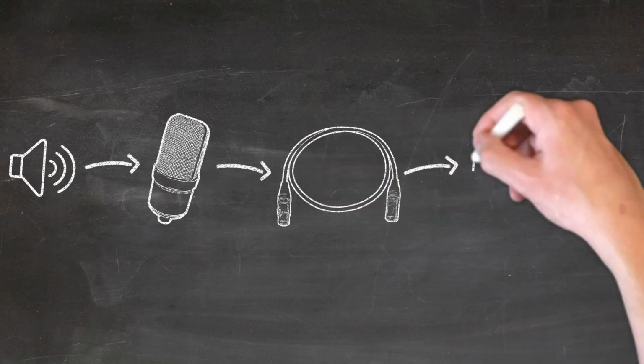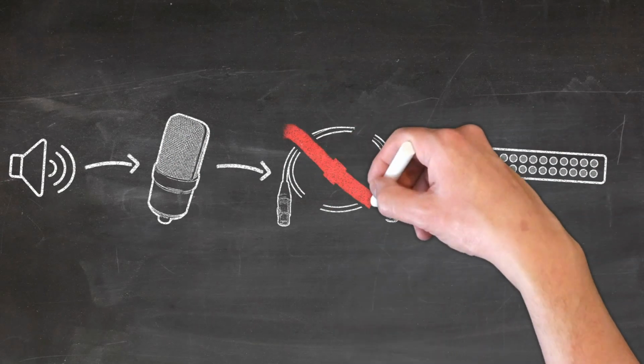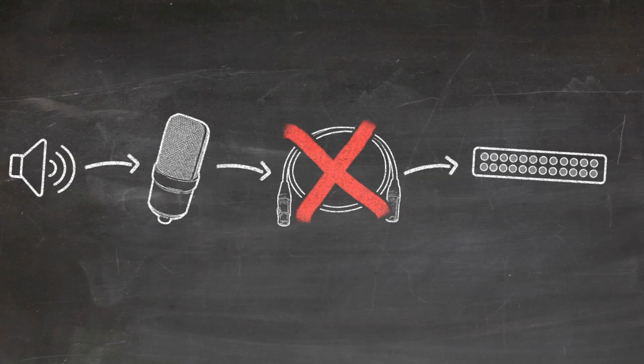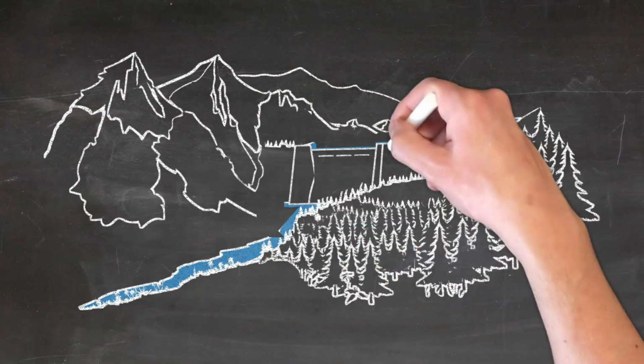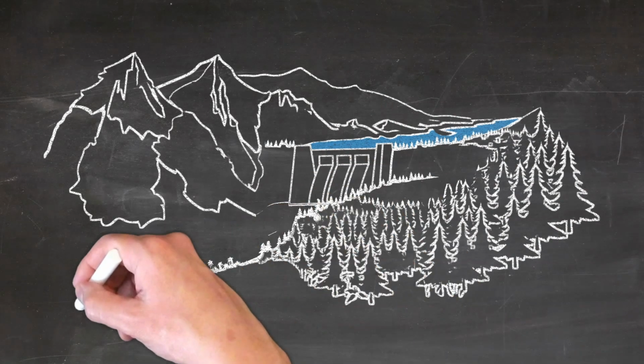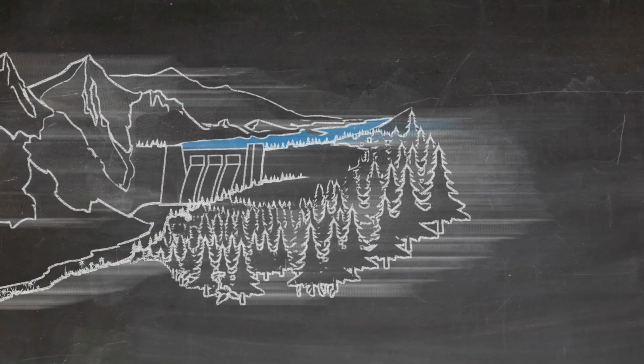If you are not getting any metering after following these steps, then there may be an issue with one of the pieces of equipment. Going back to the river analogy, this would cause a dam, resulting in the signal no longer flowing past that point.